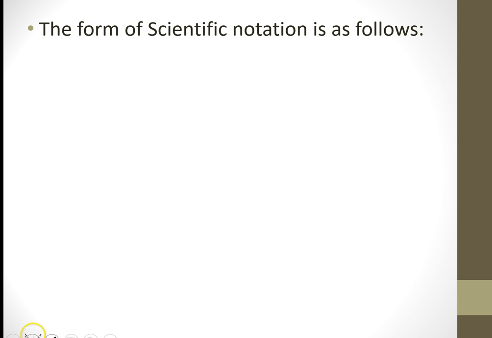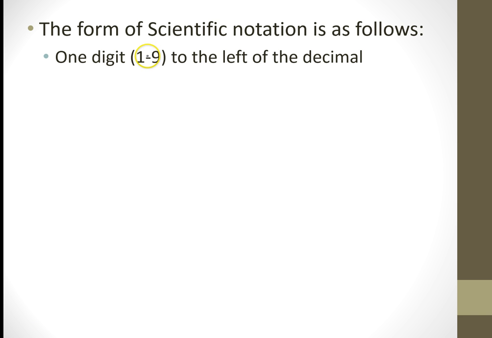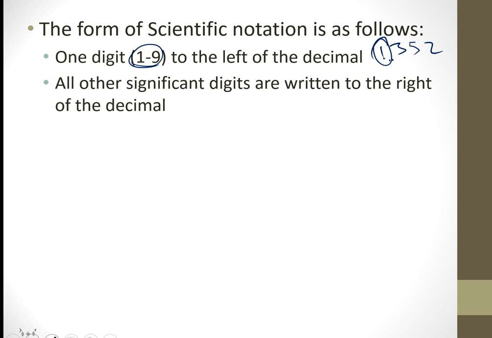So scientific notation has some rules. The form of it, the way it's set up, is that you're only allowed to have one number, 1 through 9, to the left of a decimal. So you couldn't have a number like 1, 3, 5, 2. Okay, you're only allowed to have one number to the left of a decimal. That means I need to put the decimal right there. And then the next rule is that everything else, anything else that is considered to be significant, we'll talk about that later, is written to the right of the decimal. So the 3, 5, and 2 are on the other side of the decimal, to the right of the decimal.